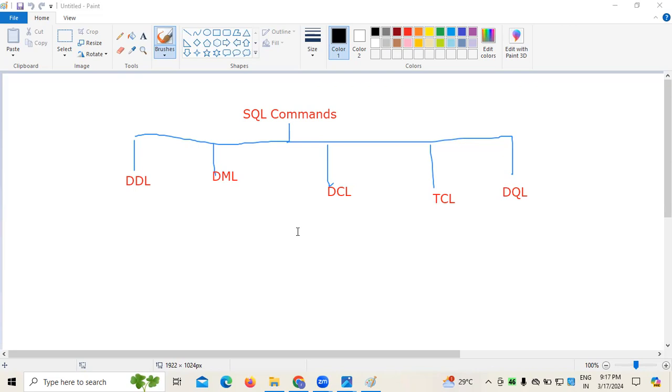Third one is called DCL, which stands for Data Control Language. Control means taking the control. If you want to take any control over the database, that's where we generally call it data control, because normally database administrators require these commands. The database admin team uses this.